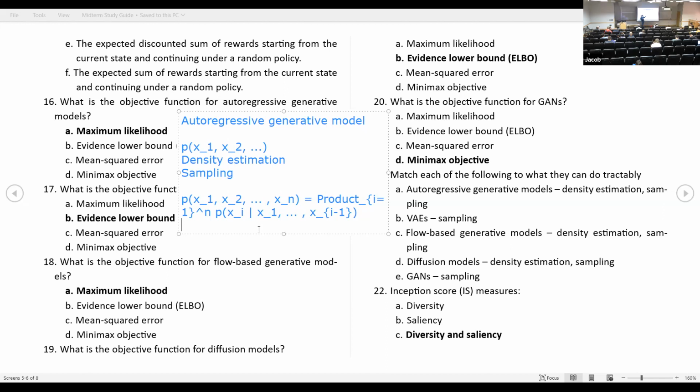Now VAEs do not give us the log likelihood, because if you remember, we did not train them using maximum likelihood. We trained them with that variational lower bound on the log likelihood. So with VAEs, we can get a lower bound on the likelihood of our data, but we cannot get the exact likelihood of our data. Any questions on VAEs before we move on to flow models?